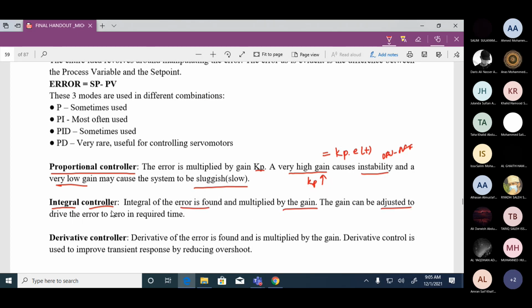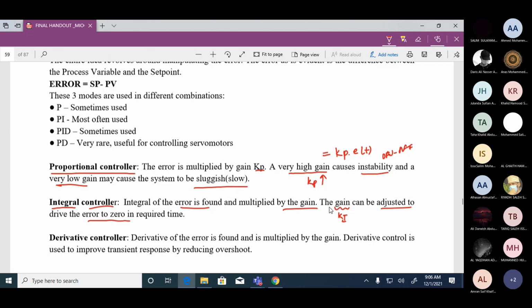The gain can be adjusted to drive the error to 0. So again here, the gain, the integral gain, is called Ki. If you keep this integral gain large, it will make the integral controller go on doing the integration. It will continue, continue, continue. And what will happen? It will bring too much output.